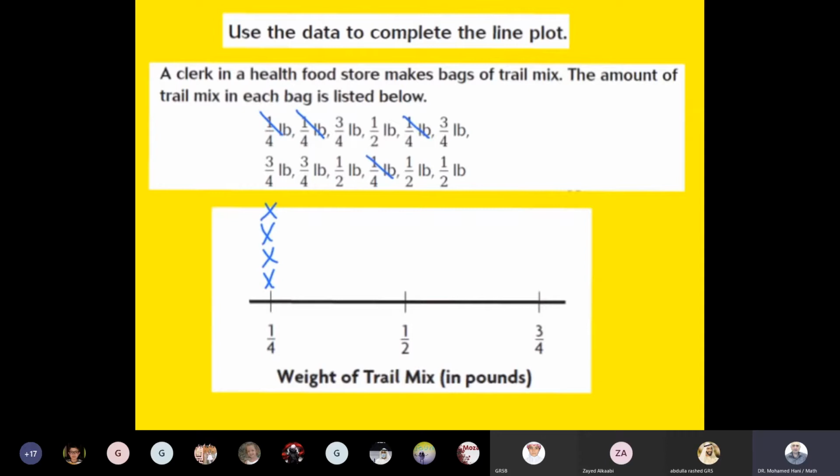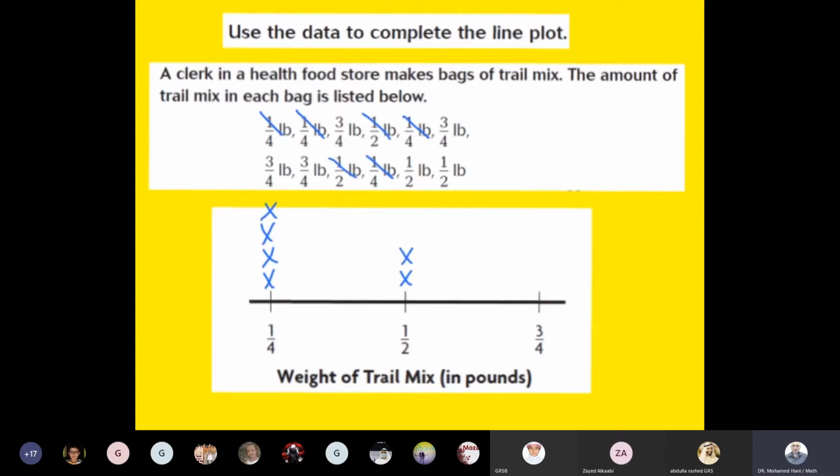And I'm going to begin to make a count again of how many now 1/2 pound bags we have of trail mix. So I'm going to go ahead and begin, and I see right here we have 1 of our 1/2 pound bags. So I'm going to go ahead and I'm going to cross that off, and I'm going to put an X above our 1/2. Now I'm going to continue counting. Here's another one, so that makes 2. So we're going to go ahead and cross that one off and place another X here.